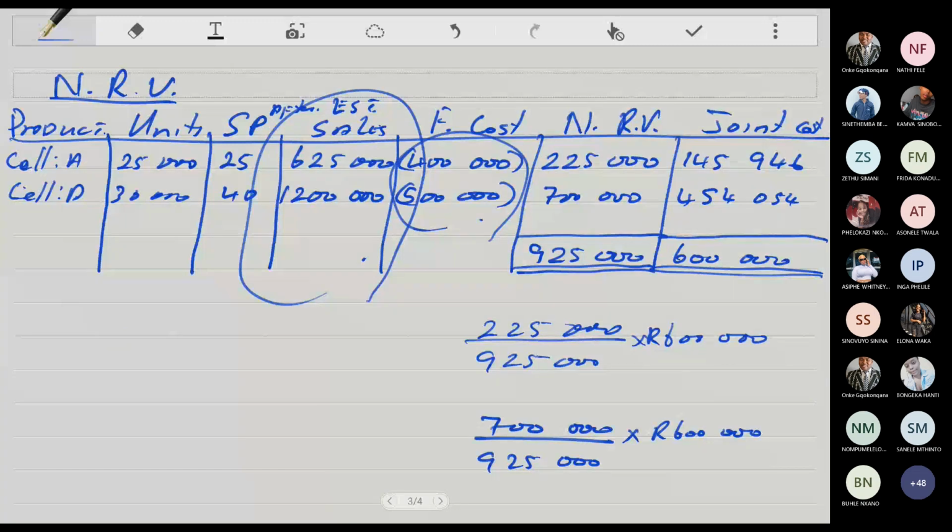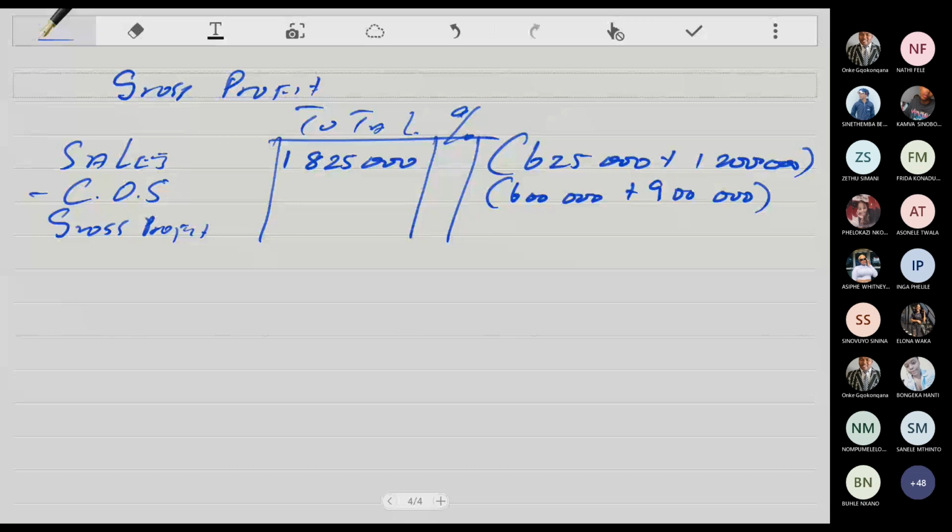So you will take this 600,000 plus 900,000 to get to your total cost of sales, because the assumption that we use here is that we've made the sales for everything. So your cost 600,000 plus your 900,000 gives you what? 1,500,000. That's your total cost of sales.